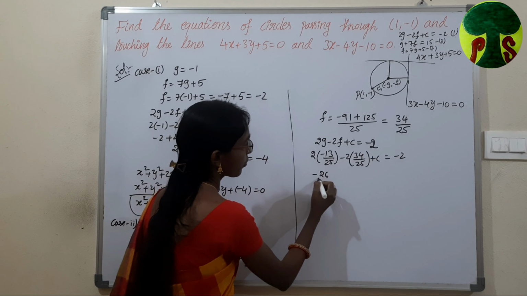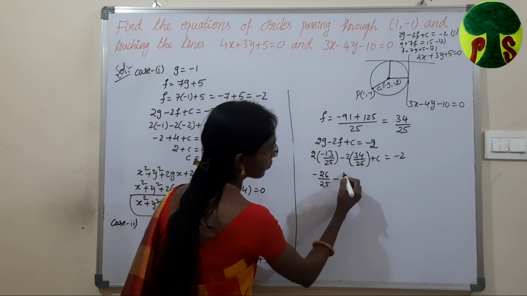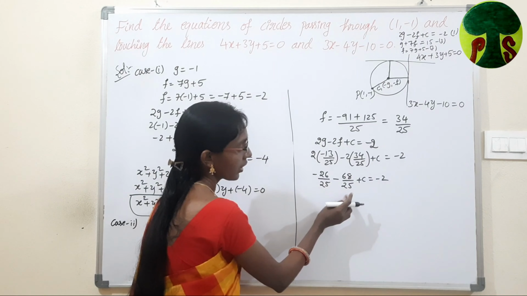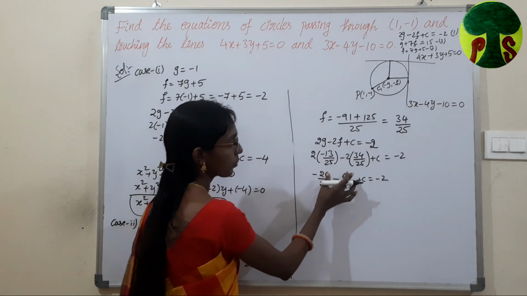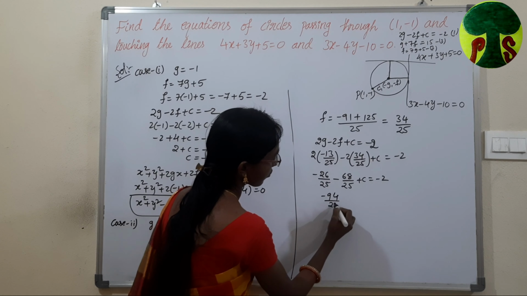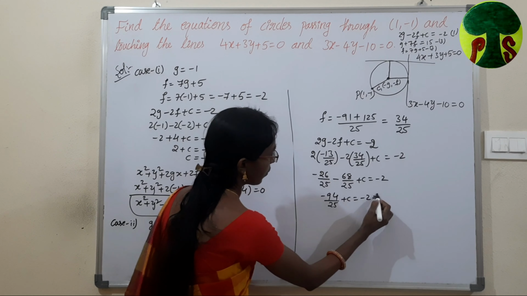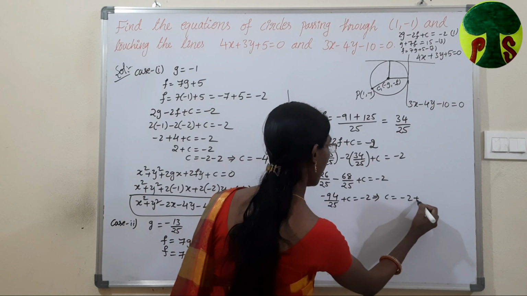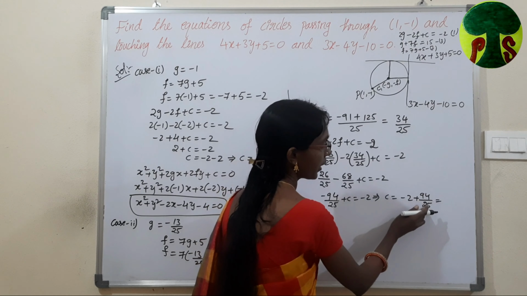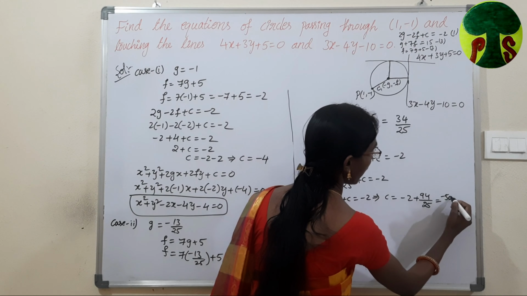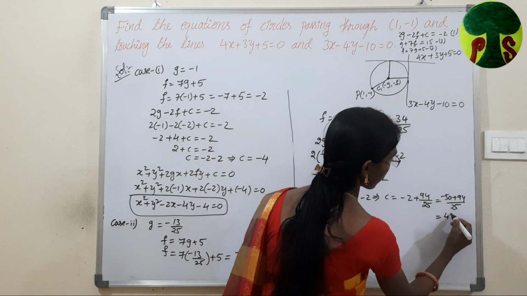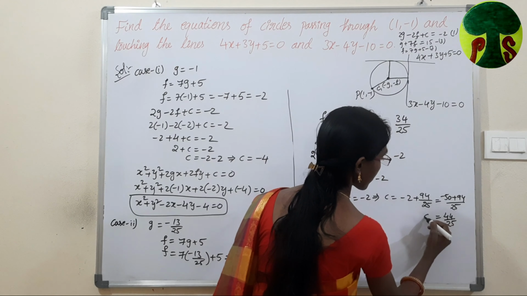Minus 26 by 25 minus 68 by 25 plus c equals minus 2. Here the denominators are the same. We have to add the numerators. So we will get minus 94 by 25 plus c equals minus 2, and c equals minus 2 plus 94 by 25. That is equals, LCM is 25, 25 into 2 is 50, minus 50 plus 94 by 25, that is equals 44 by 25. This is the value of c.